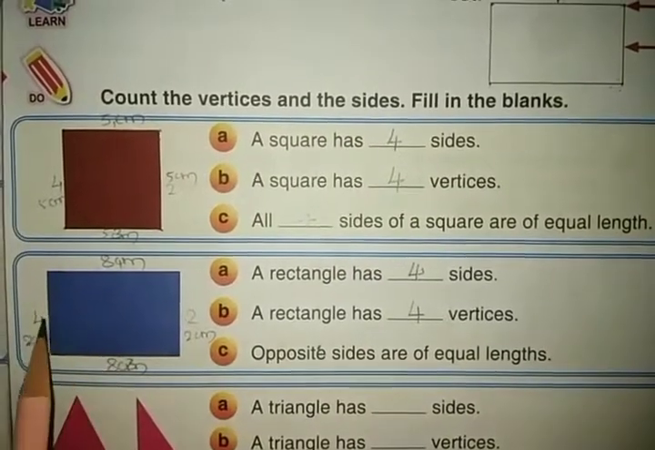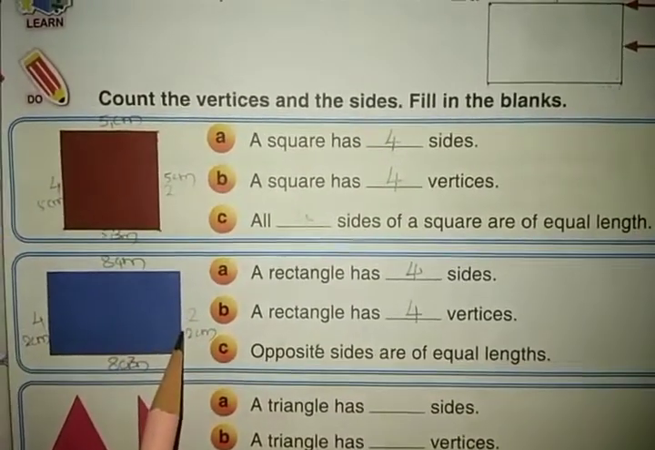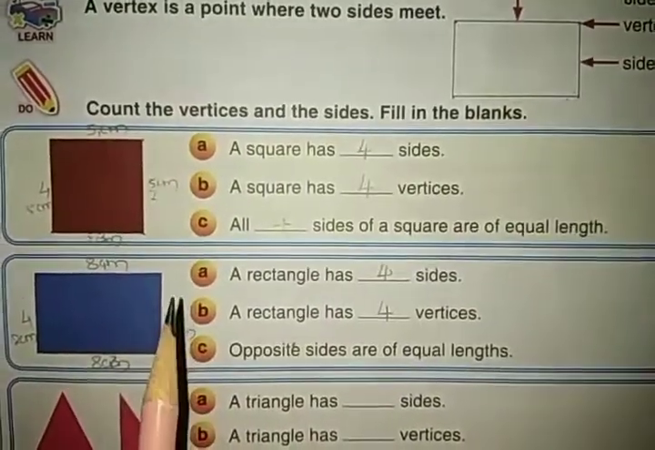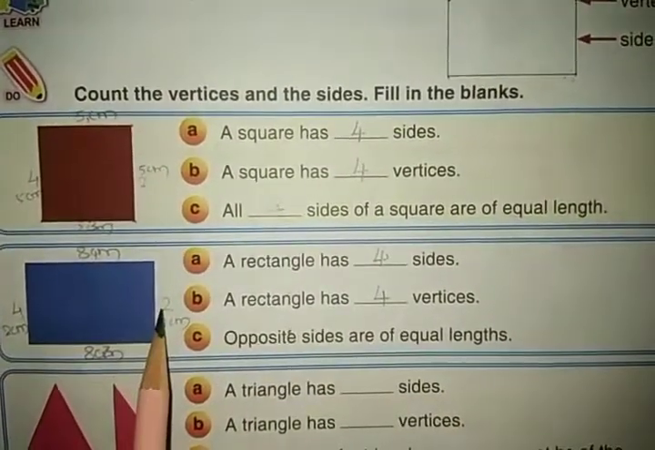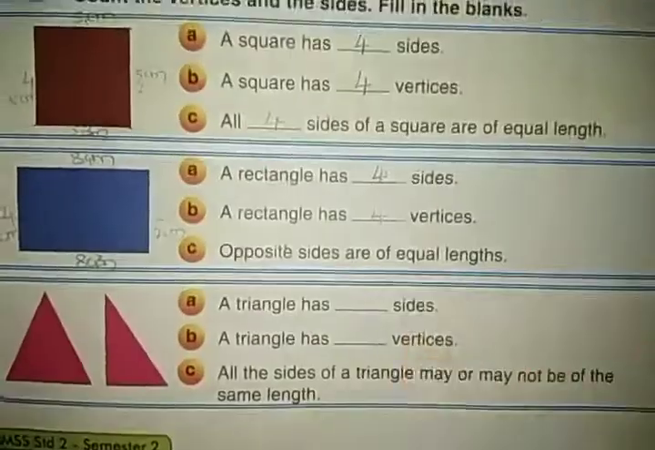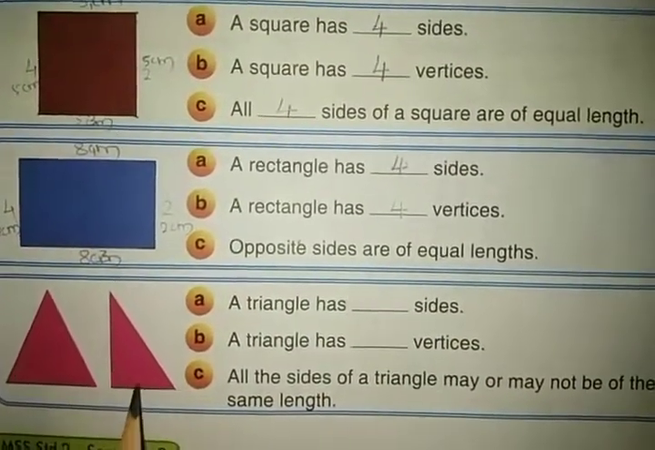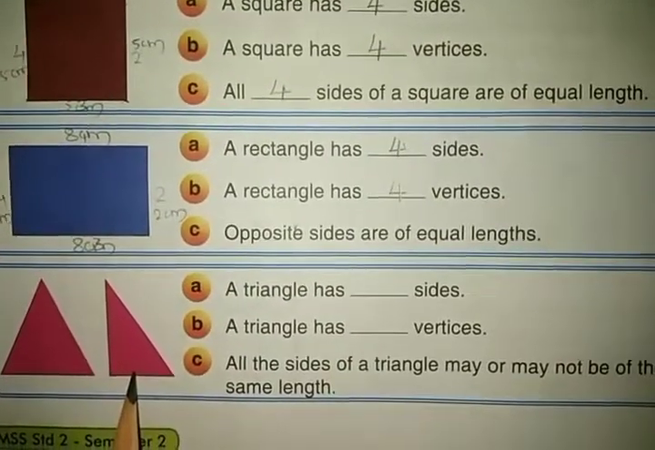These two are equal and these two are equal in length. But in a square, all 4 sides are equal in length. This you have to remember, children. Okay, now see here, this is a triangle and this is also a triangle only.